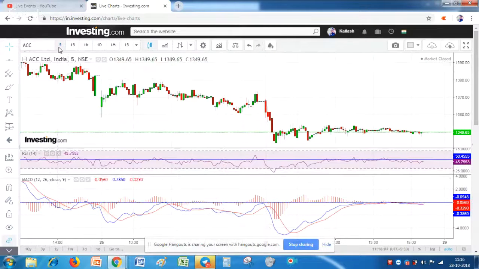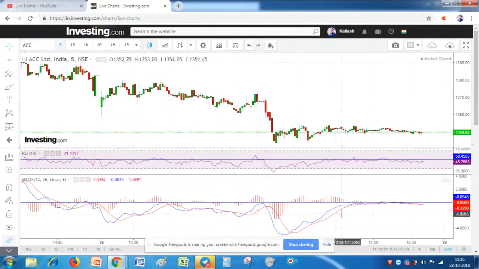For intraday, I'm using the 5 minutes time frame. It's my experience that 5 minutes is the right time signal. But remember, friends, the higher the time frame, the more reliable the signal is. So I'm going with the 5 minutes time frame. You can see here at this point of time.